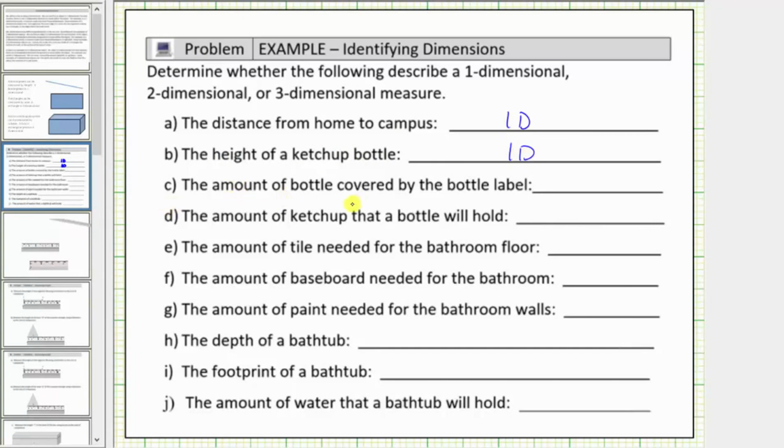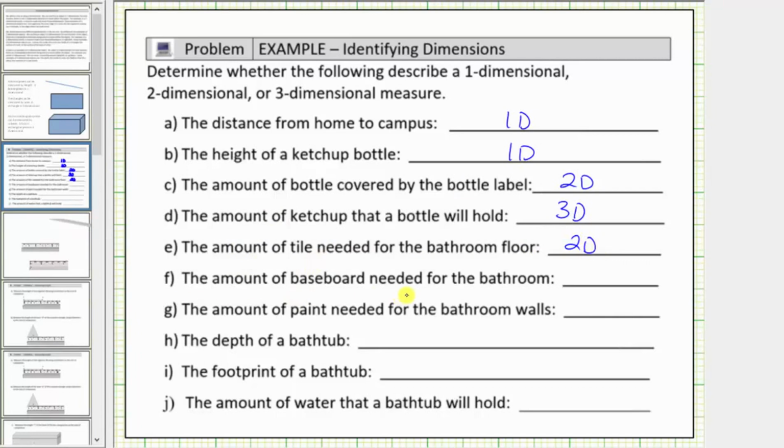C, the amount of bottle covered by the bottle label. Well, the bottle label would cover a certain area of the surface of the bottle, and the area is two-dimensional, and therefore C is 2D. D, the amount of ketchup that a bottle will hold. This amount would be a volume. Volume is three-dimensional. E, the amount of tile needed for a bathroom floor. This amount would be a number of square feet or area, and therefore the amount of tile would be two-dimensional.